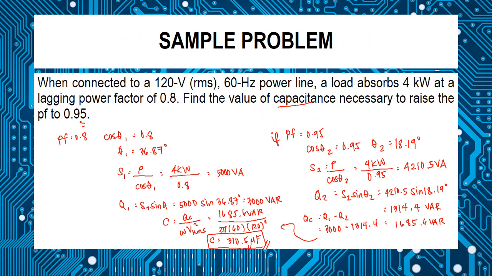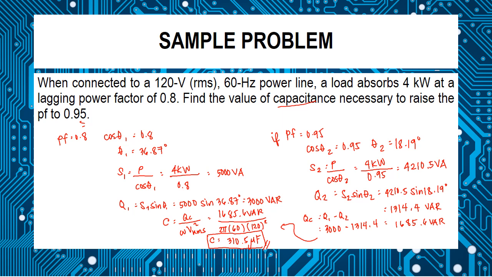Now let's apply that concept to this sample problem. When connected to a 120 volt RMS 60 Hz power line, a load absorbs 4 kW at a lagging power factor of 0.8. Find the value of capacitance necessary to raise the power factor to 0.95. Okay, so our goal here is to improve the power factor of 0.8 to 0.95.